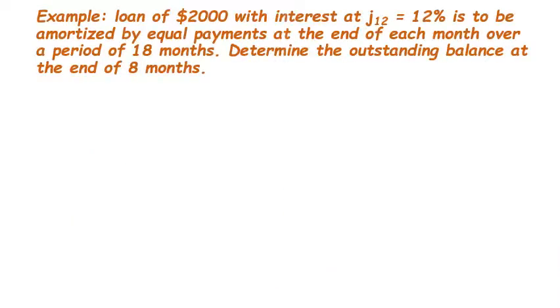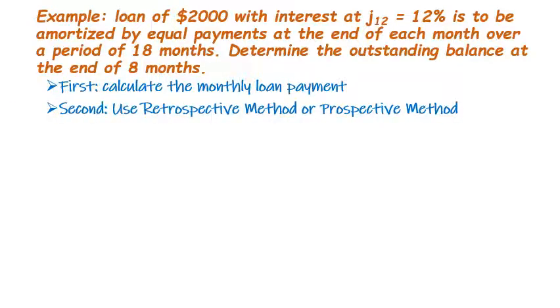Let me show another example of a loan of $2,000 with interest 12% compounded monthly. Is to be amortized by equal payments at the end of each month over a period of 18 months. Determine the outstanding balance at the end of 8 months. Okay, the required is to calculate the monthly loan payment and use a retrospective method and prospective method to calculate the outstanding balance at the end of 8 months.